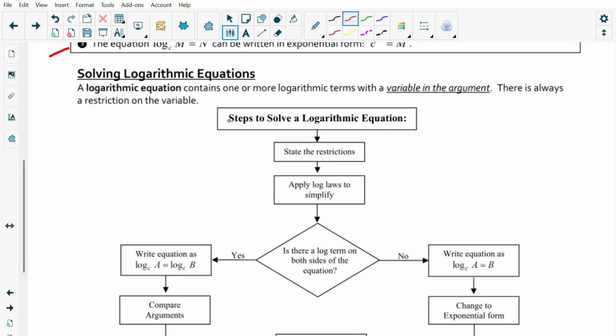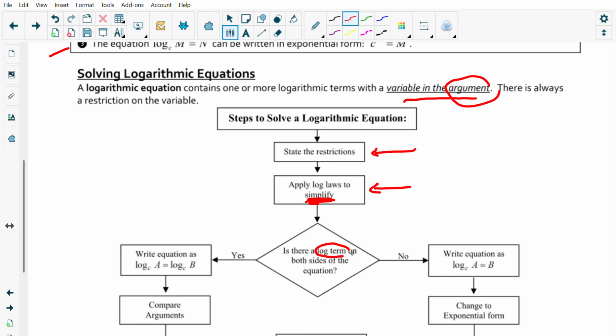A logarithmic equation contains one or more logarithmic terms with a variable in the argument. There's always a restriction on the variable. Steps to solve it: state the restrictions. Apply your log laws to simplify. That's the whole goal here, is to make it look easier to solve.